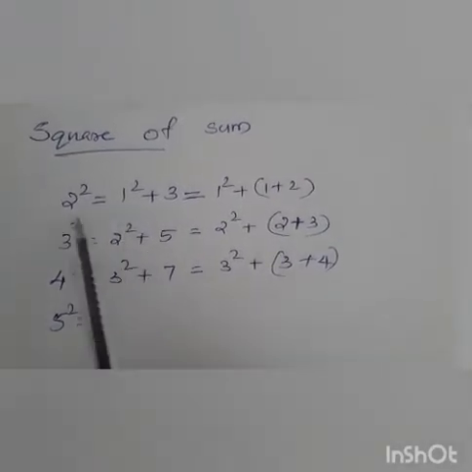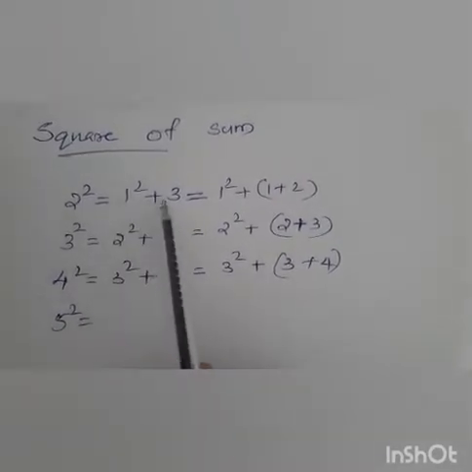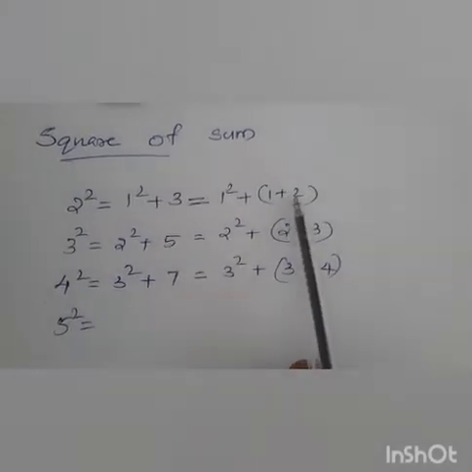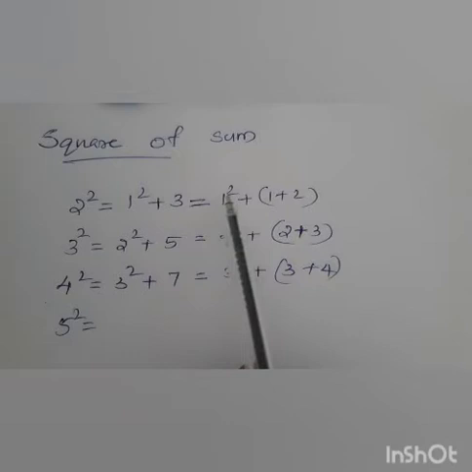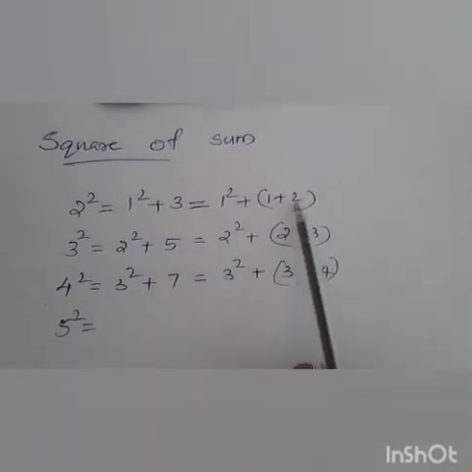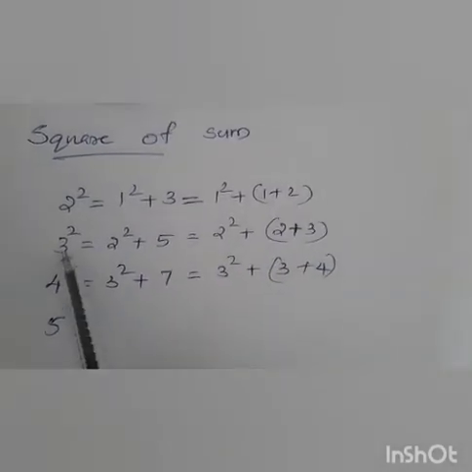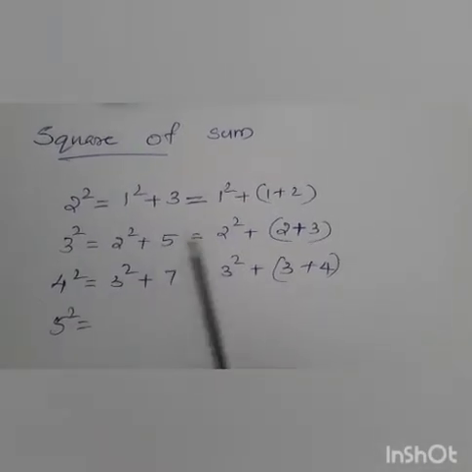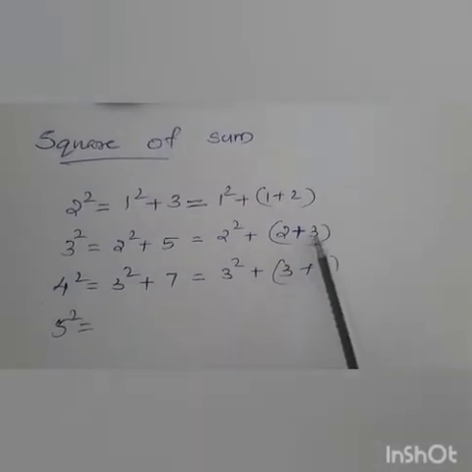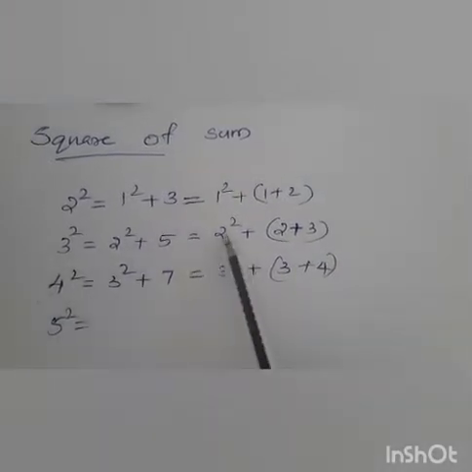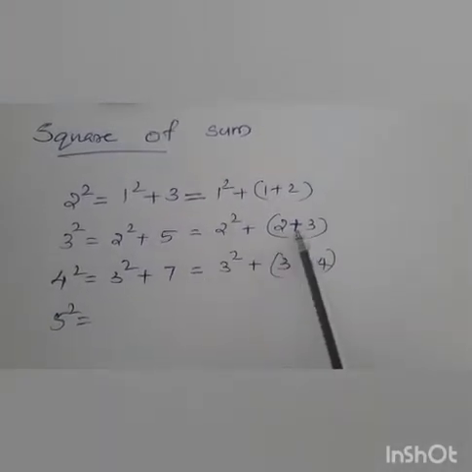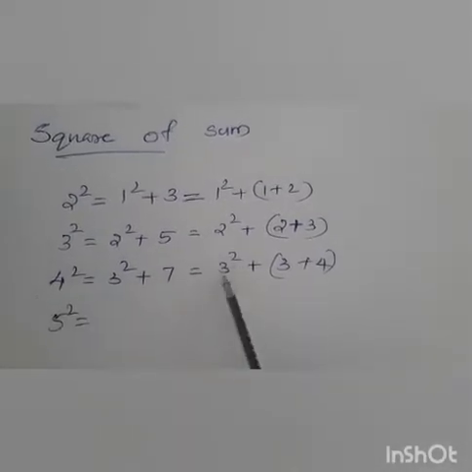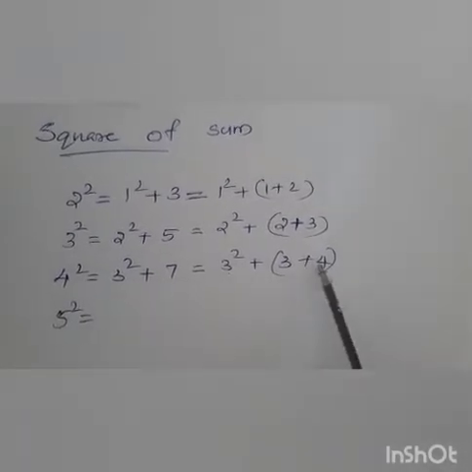See this pattern. 2 square is equal to 1 square plus 3, and the 3 should be split into 1 plus 2. So 2 square we can write as 1 square plus 1 plus 2. Same like this one, 3 square is equal to 2 square plus 5. That's 5 is split into 2 plus 3. So 3 square we can write as 2 square plus 2 plus 3. Same like 4 square, 4 square we can write as 3 square plus 3 plus 4.